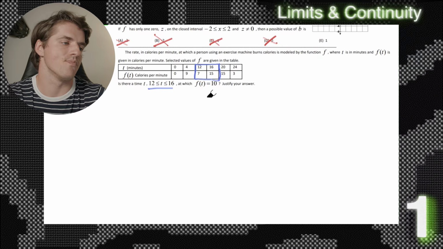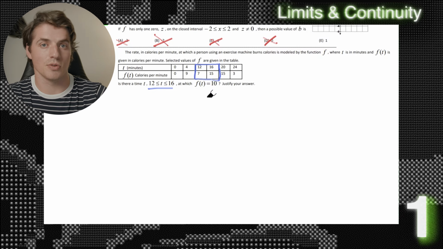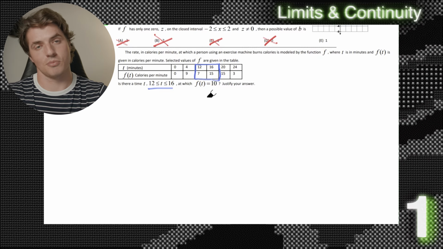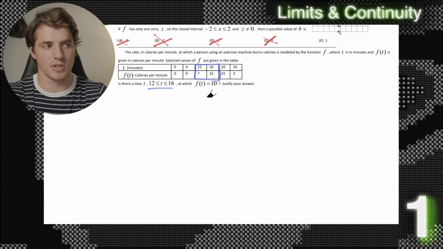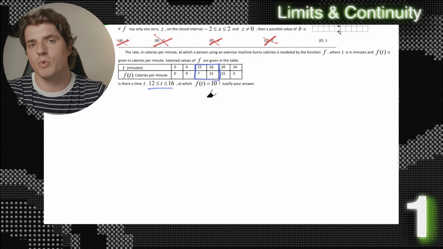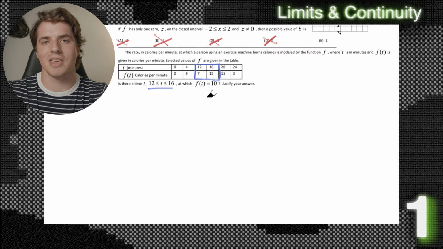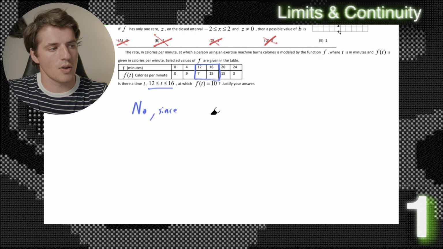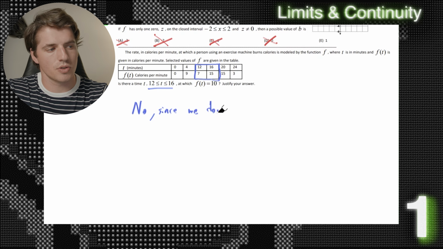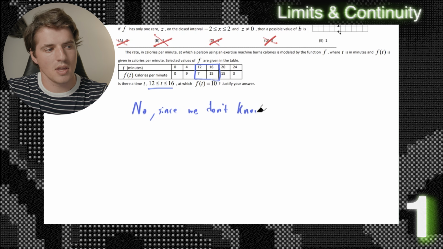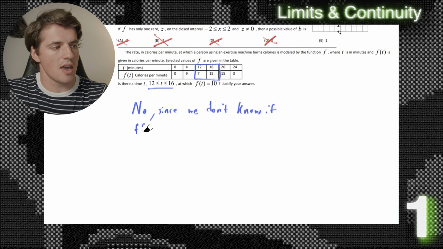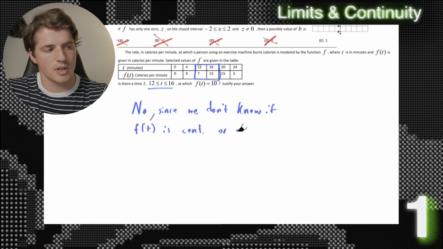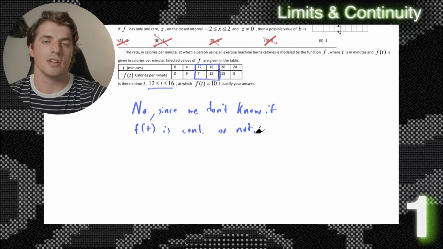Now, this is a person on an exercise machine, so it's very hard to imagine this being discontinuous. It's hard to imagine there being some sort of asymptote or jump discontinuity. But we just don't know, so we can't guarantee it. No, since we don't know if f of t is continuous or not, we're not guaranteed a value.